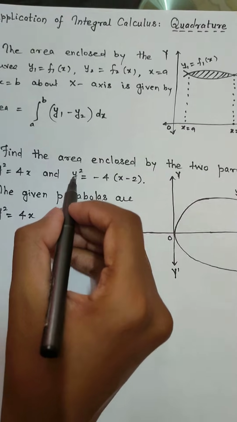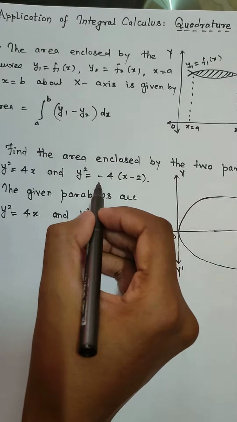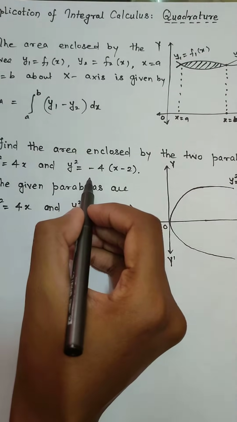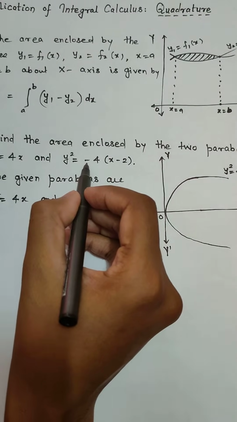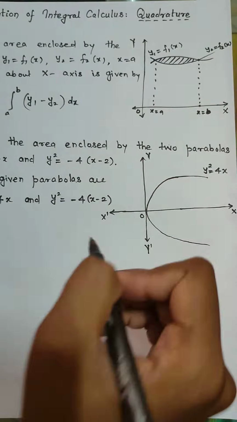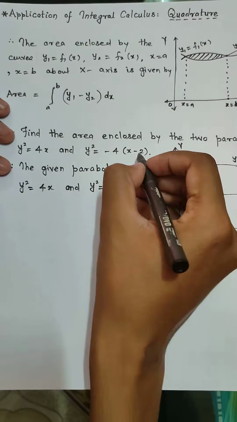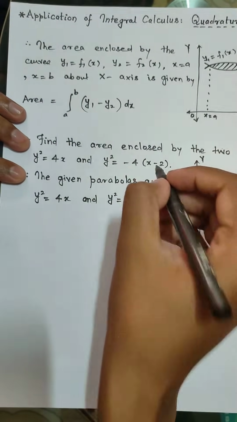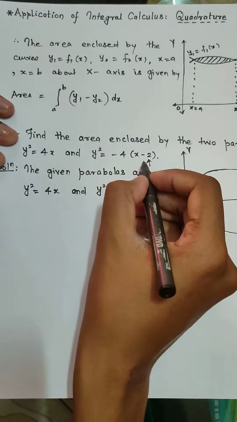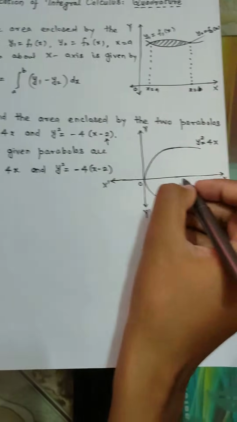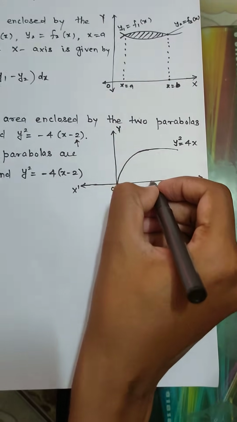Now see the second one. Second is y square is equal to minus 4(x minus 2). This is also a parabola, whereas this parabola opens its face in the negative direction of x-axis. Also, one remark, this is not the standard parabola. This is the parabola whose vertex is at x equal to 2. So here suppose we have x is equal to 2.